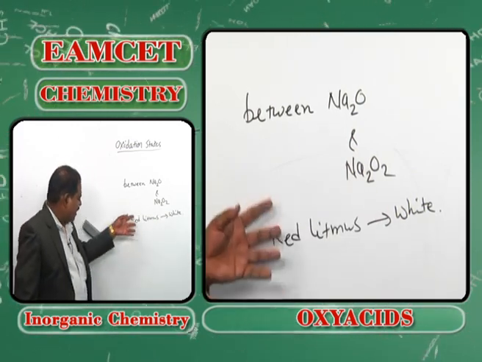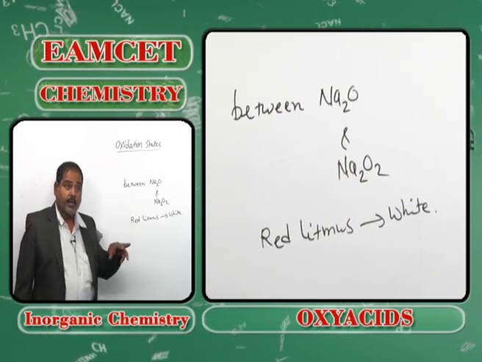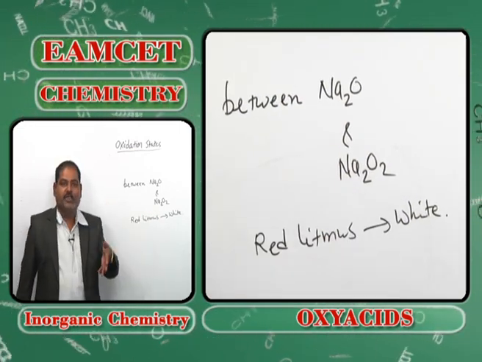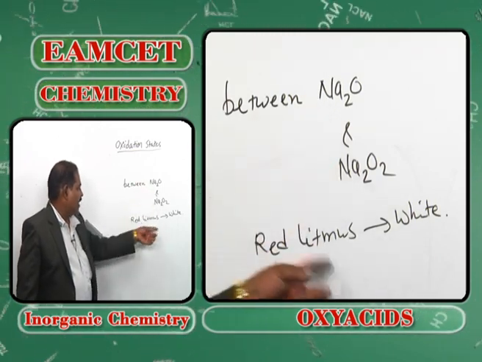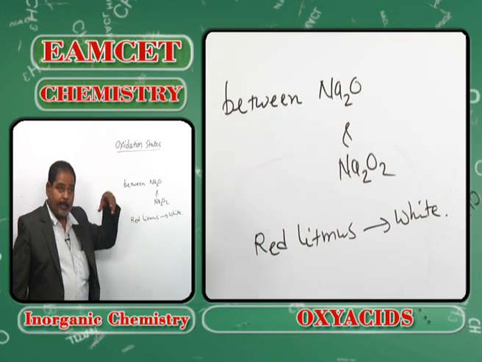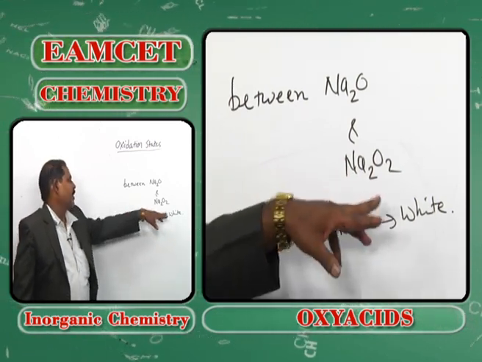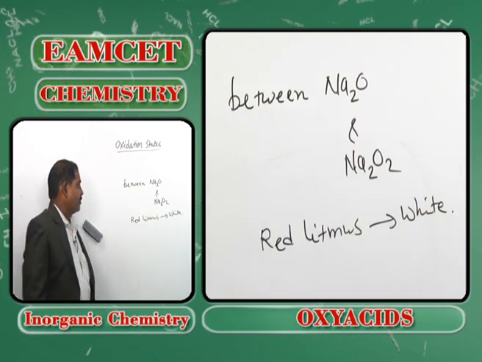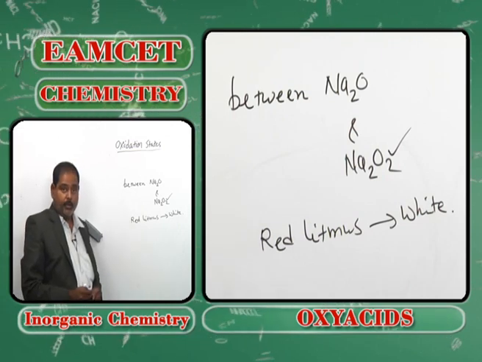But what is this red turning white business? Decolorization, bleaching. Who will do? Between these two, who will turn red litmus white? Somebody who can bleach. I told you peroxy compounds have an extra oxygen and they can turn red litmus white, means they act as bleaching agents. So, this is the answer. Na2O2 being a bleaching agent.